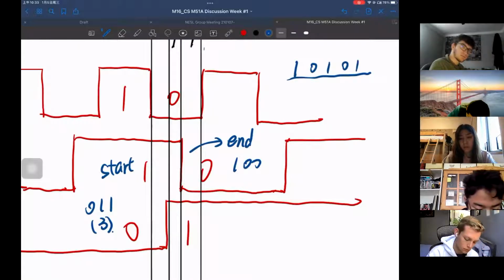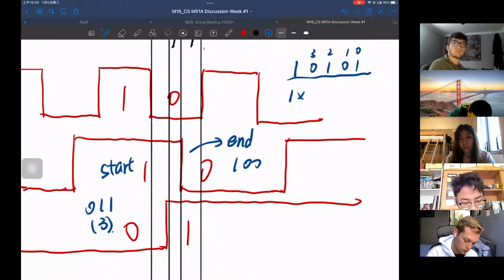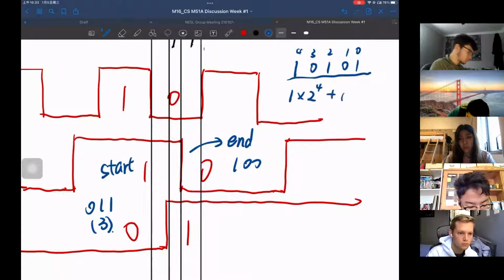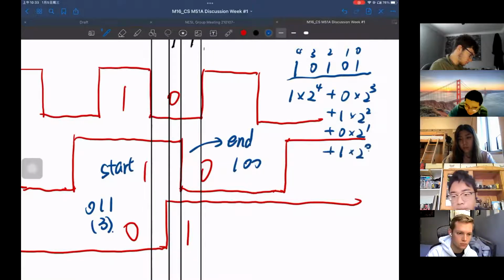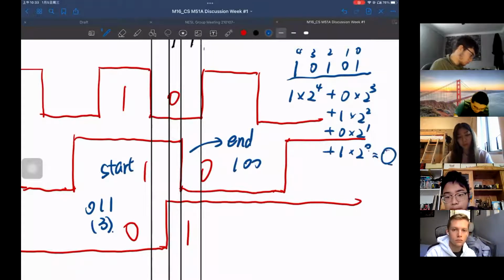You can just do 1 times, this is 0, 1, 2, 3, 4. So 1 times 2 to the 4 plus 0 times 2 to the 3 plus... oh, sorry, my bad. 1 times 2 to the 2 and 0 times 2 to the 1. Finally, 1 times 2 to the 0. So that's the final decimal number you're going to get. In this case, we have 1 plus 2 equals 3.